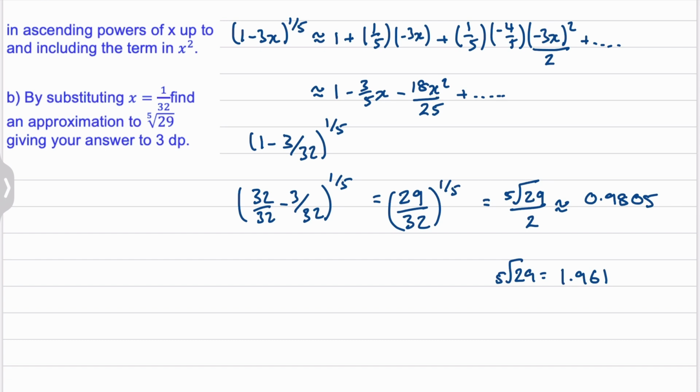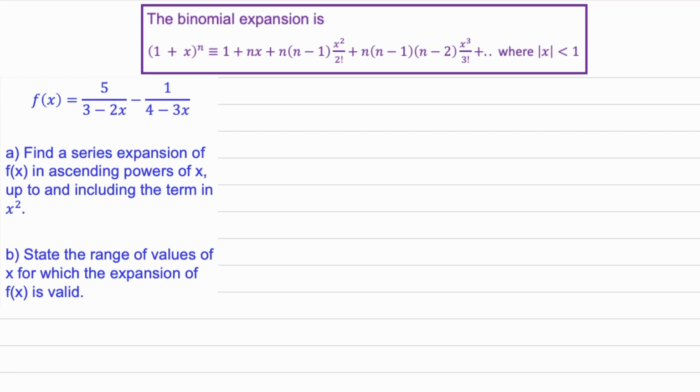In our next example, we've been asked to write 5/(3 − 2x) − 1/(4 − 3x) as a power series up to the x squared term. So if we work out the first one in green and the next one in purple, then we'll begin with 5/(3 − 2x). Well, the first thing we can do is write this denominator as a power of −1, and we can factor out this 3.